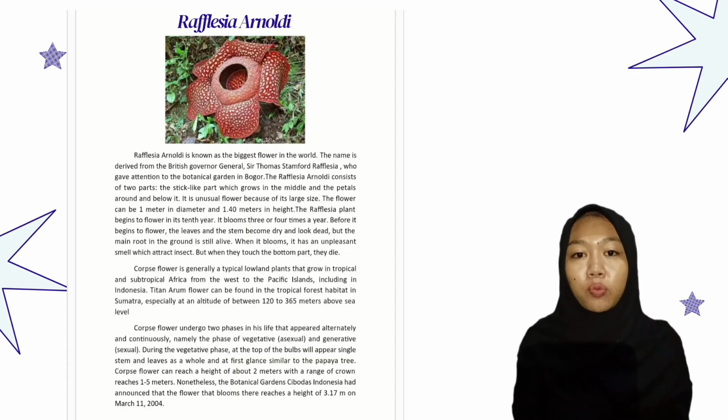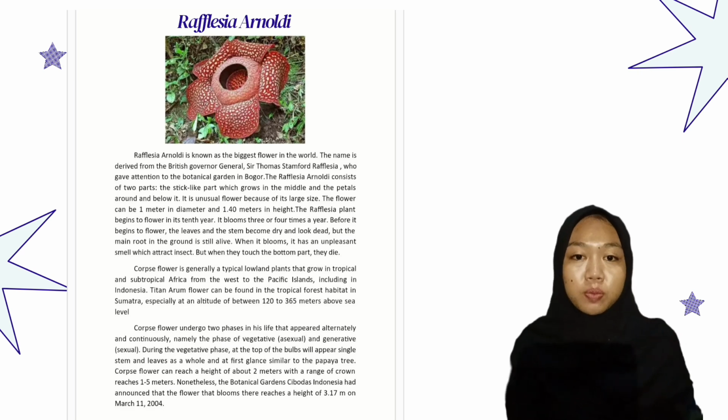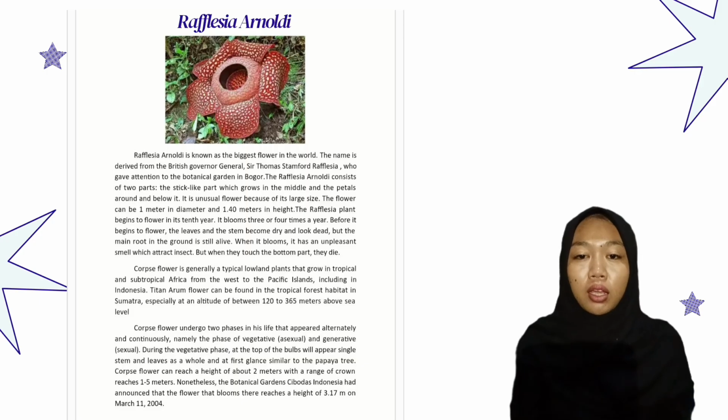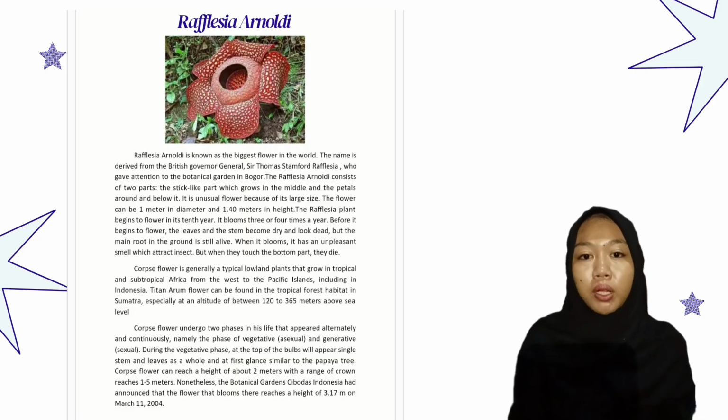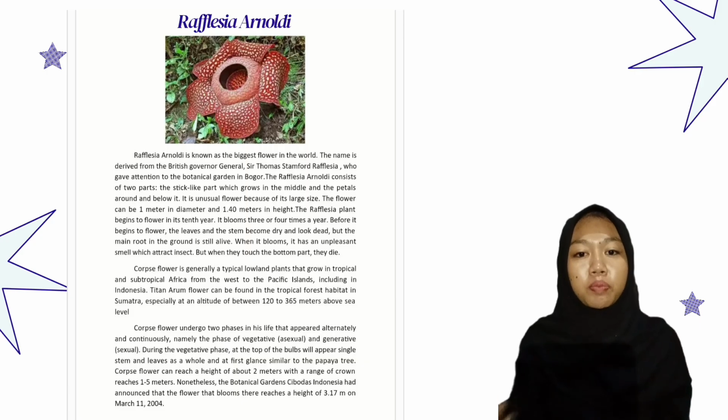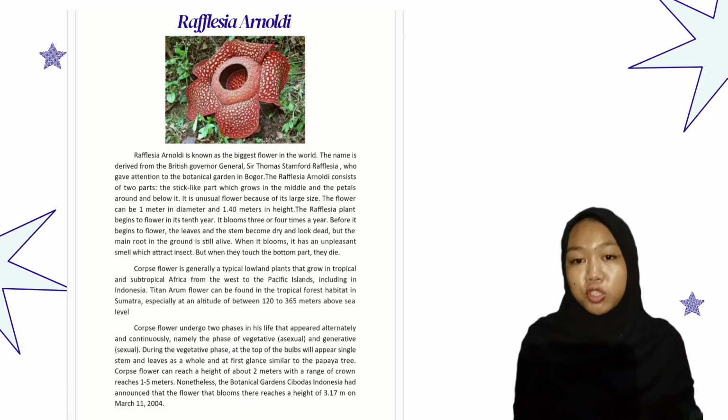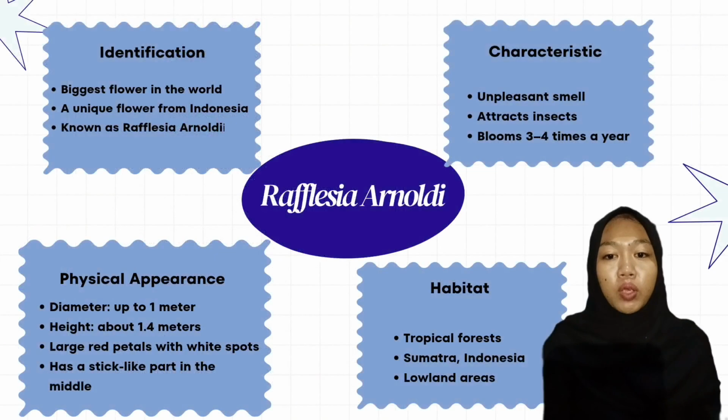biggest flower in the world and one of Indonesian unique flowers. The text explains the flower's appearance, characteristic, and habitat in detail. For example, it describes the size, color, smell, and the place where the flower grows. The example shows that descriptive text gives detailed information so readers can imagine the object clearly. We can see the summary of the descriptive text about Rafflesia arnoldii.